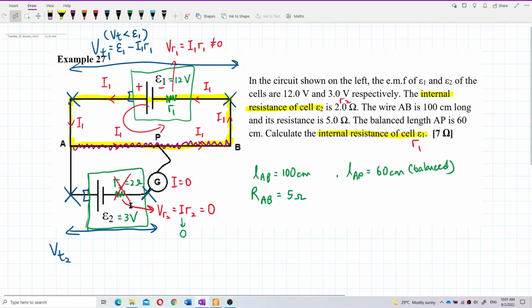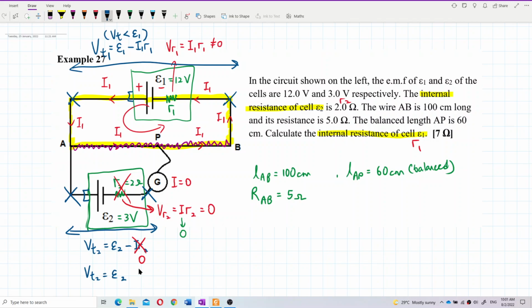Alright. No potential drop across the internal resistance R2 for the battery below, because no current. So the terminal voltage across the battery below is actually also E2 minus IR2, just like above. However, because there's no current flow across the internal resistance below, IR2 is zero. Understand? IR2 is zero. So the terminal voltage below is E2.